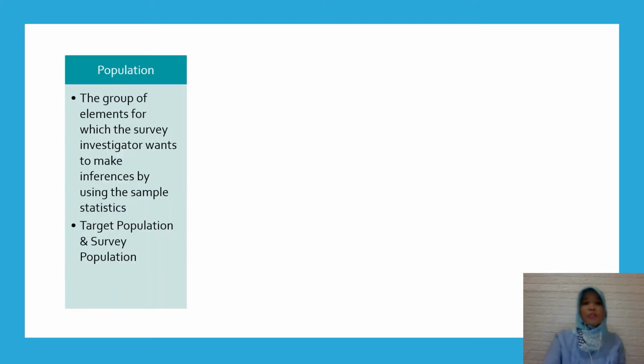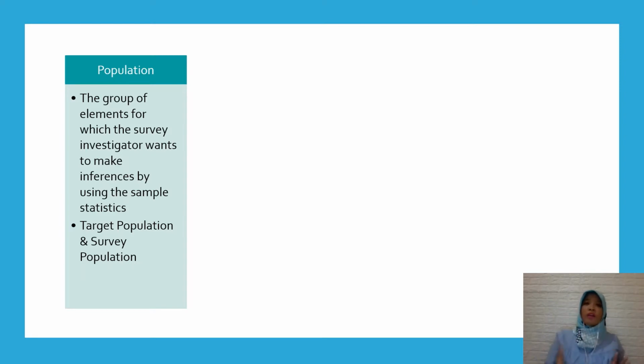Okay, so the first important term in sampling is, of course, population. Population is the group of elements for which the survey investigator wants to make inferences or generalize by using the sample statistics. So we get a result from a specific sample, and then there is a larger group that we want to generalize that research result into.